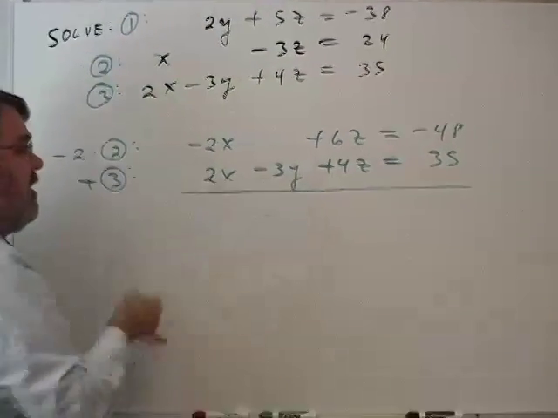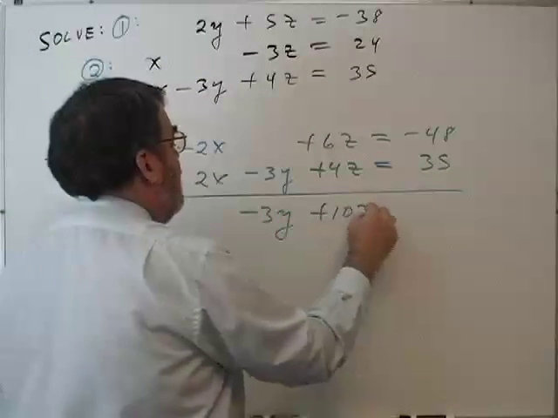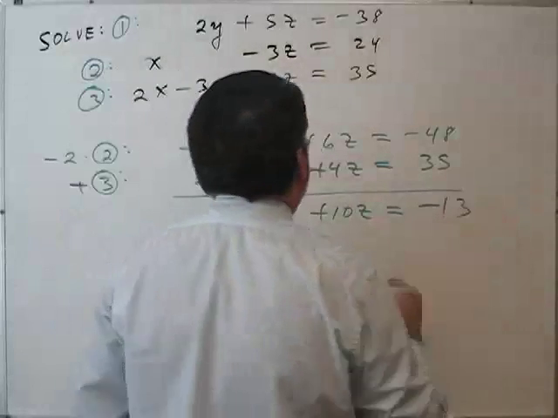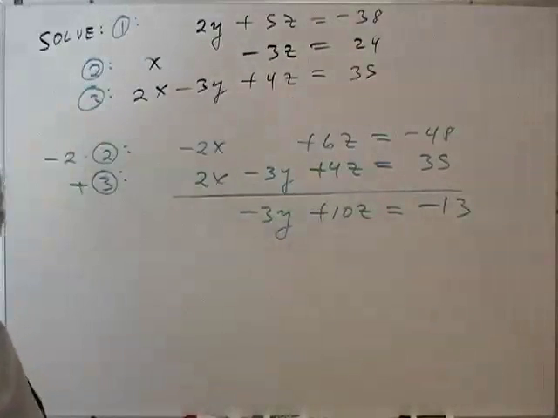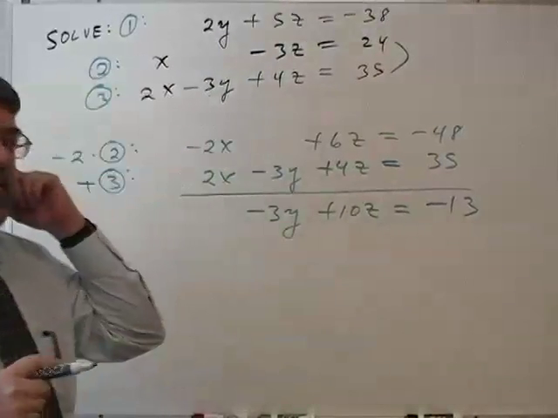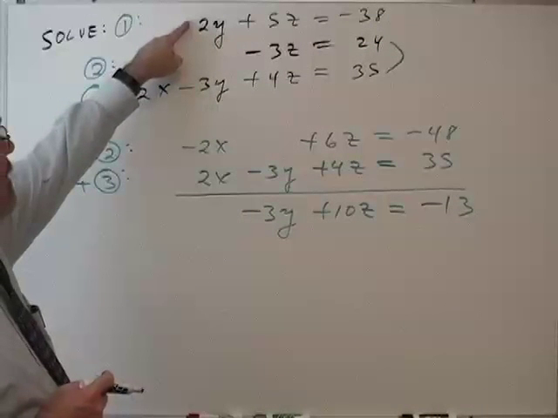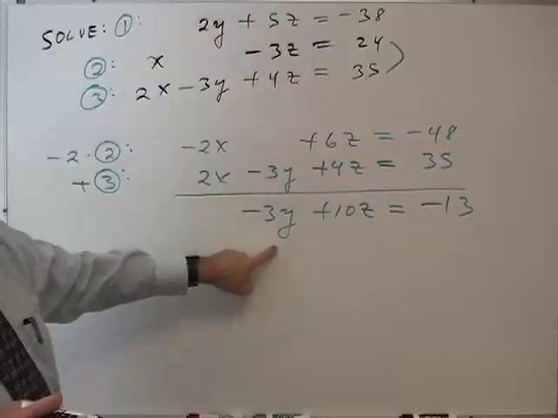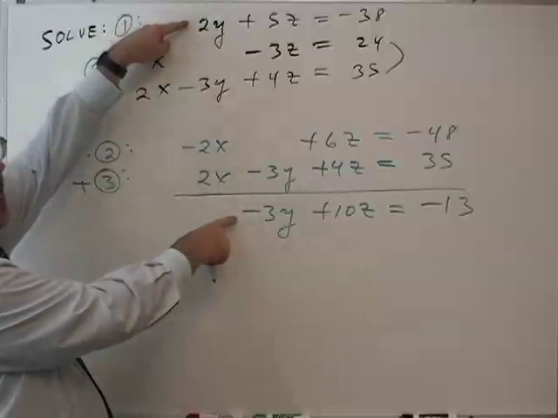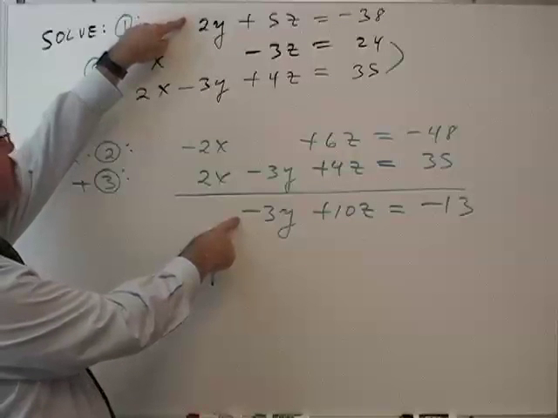So combine these, the x's cancel. Negative 3y plus 10z equals negative 13. And then up here, we've combined those two equations, and this equation already has y and z in it. This has only y and z. So you see I'm really down to solving a 2-by-2 system now. With a single elimination, we're down to a smaller problem.